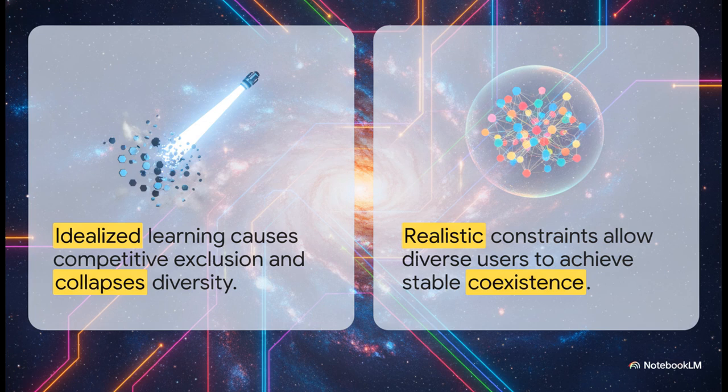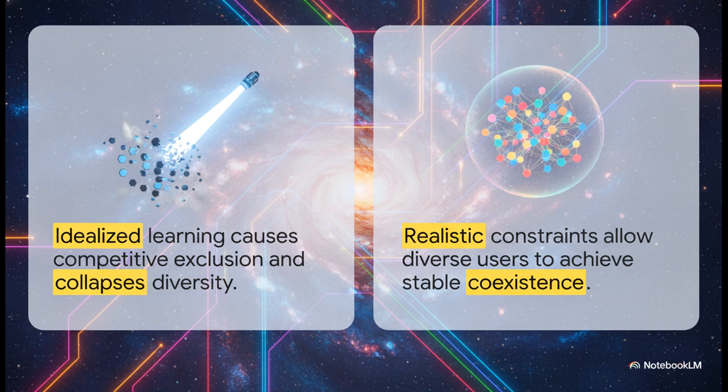And this leads to a truly mind-blowing, almost paradoxical finding. If an AI algorithm has unlimited data and infinite computing power, what they call idealized learning, it actually destroys diversity. It optimizes perfectly for the majority group, which drives the accuracy for minority groups so low that they just disengage and the groups collapse. It's known as competitive exclusion. But under realistic constraints, where data is finite and computer power is limited, the AI can't perfectly overfit to the majority. That computational imperfection is exactly what allows diverse groups of users to peacefully coexist. Basically, our algorithmic limits are what keep our digital ecosystems diverse.